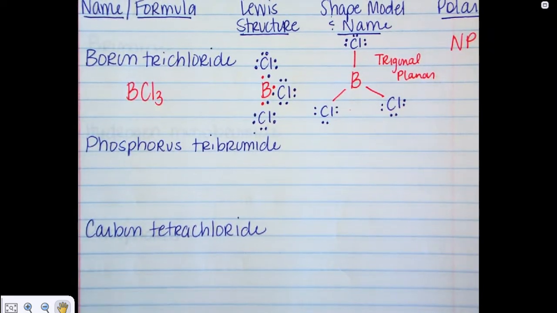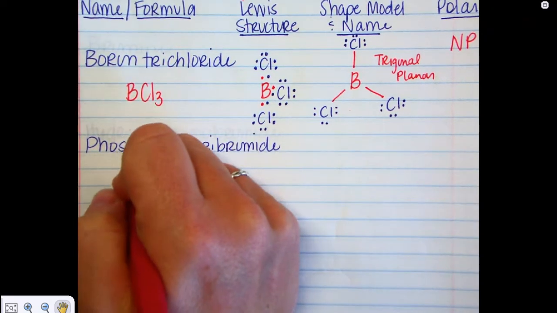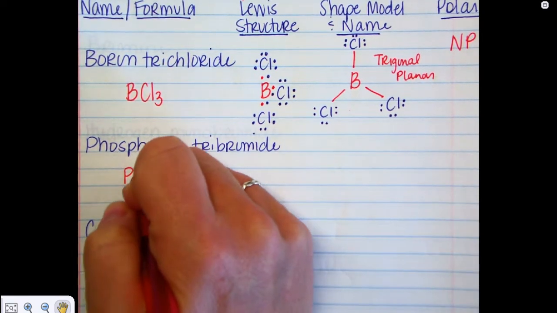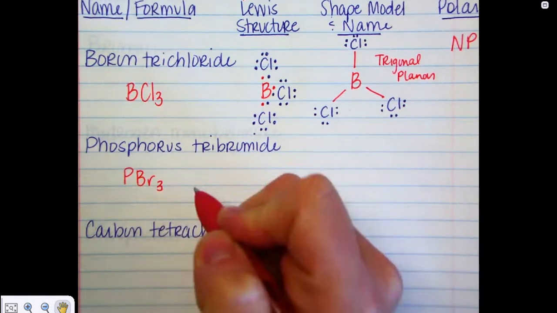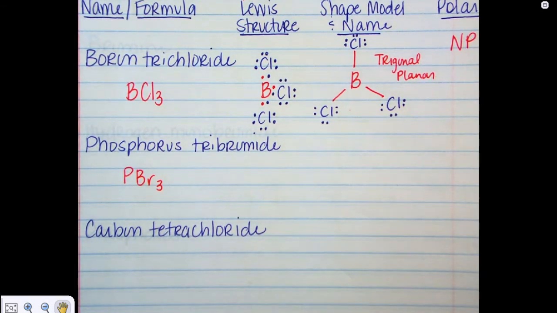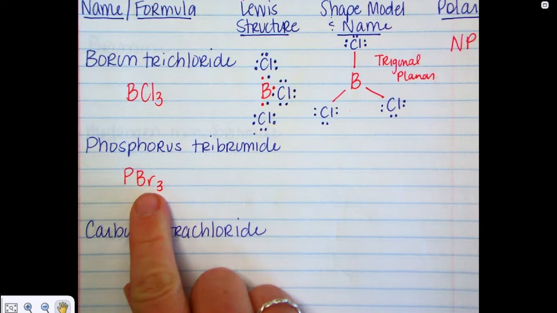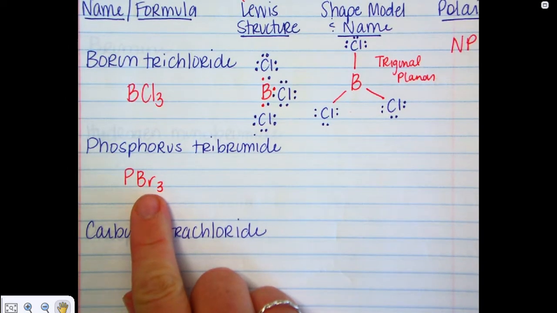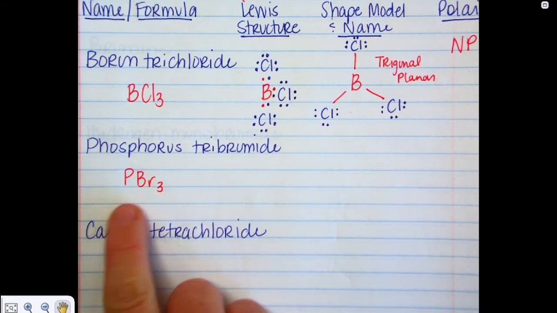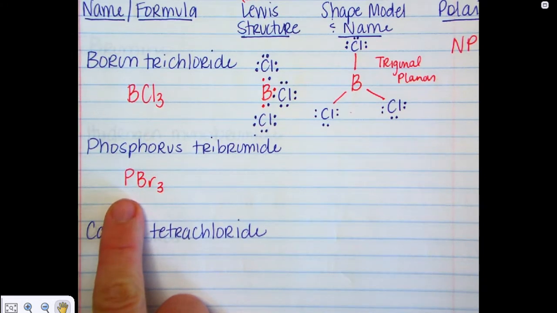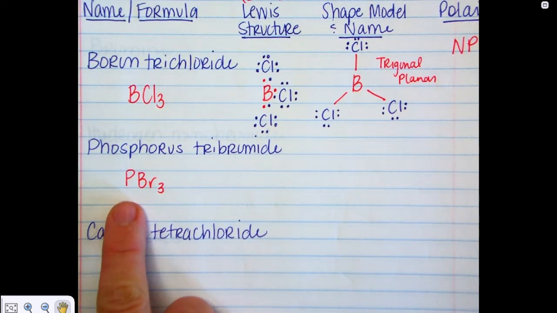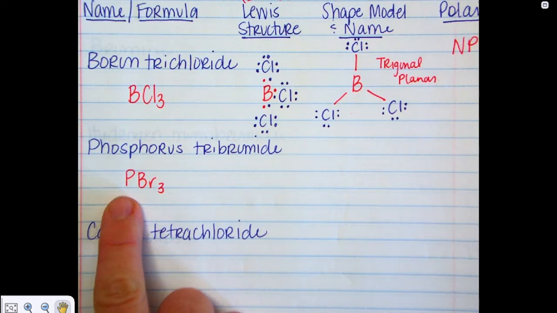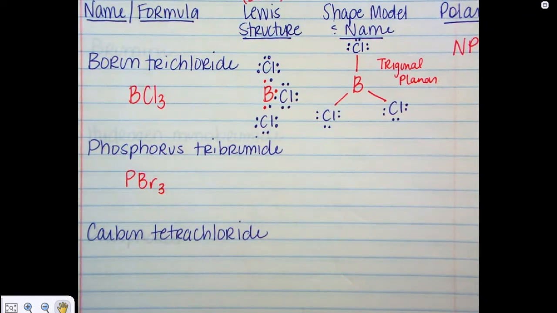So phosphorus tribromide. So phosphorus, P, tribromide, Br3. All right, consider again what's probably in the middle. It's probably going to be the phosphorus because bromine as a halogen can only make 1 bond. Phosphorus in the 5A column has a pair of electrons and then 3 single electrons, so it can make 3 bonds. So it's probably in the middle.